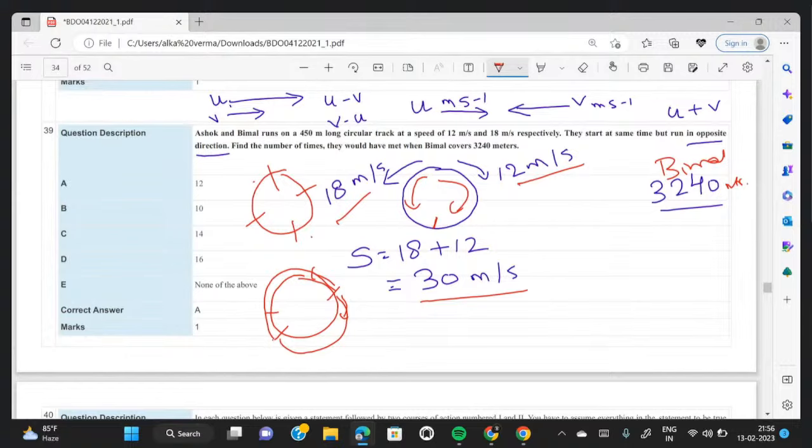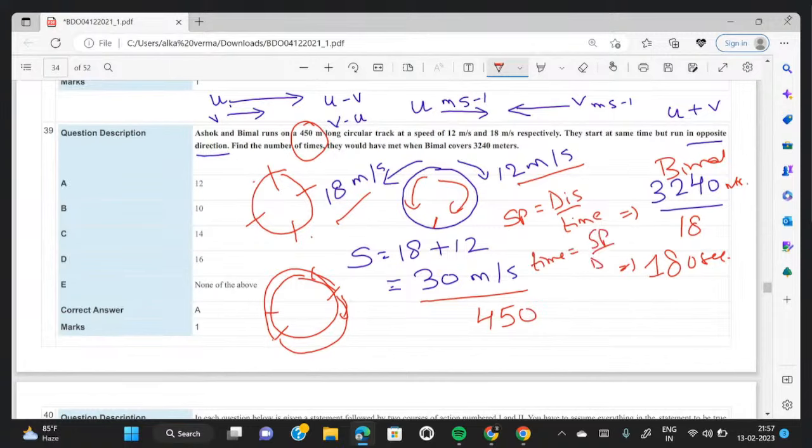Bimal covers 3240 meters and his speed is 18 meters per second. So 3240 divided by 18 comes out to be 180 seconds. You can use the 18 table. Now, both the speeds A plus B are 30 meters per second, and the track is 450 meters long. If they are meeting, what formula do we know? Speed is equal to distance upon time. Now, speed we know, distance we know, so we can find out time.